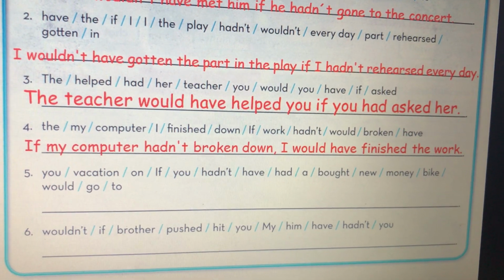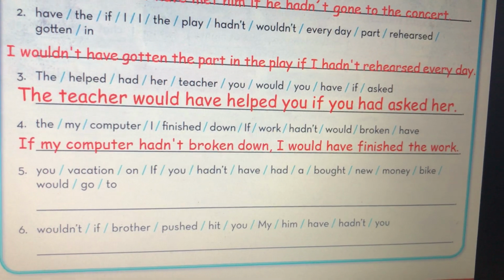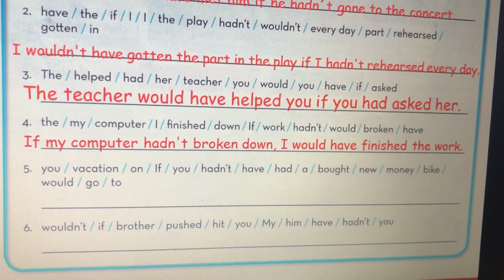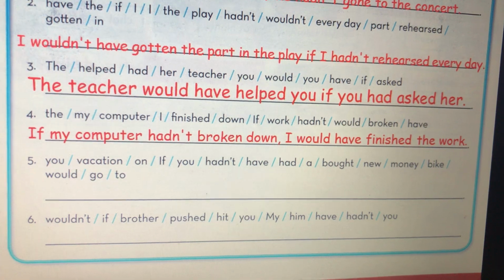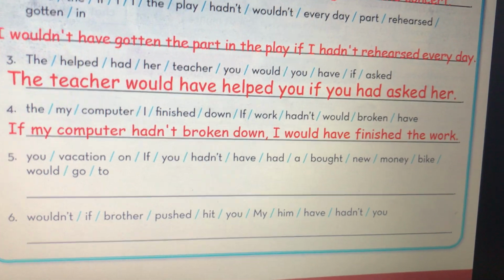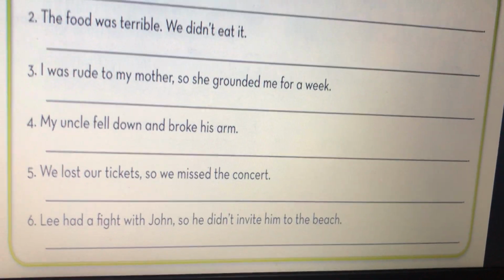As you see, number 1 and 2, we started with the main clause. Also number 3. But number 4, we started with the if clause. So we didn't use commas in 1, 2, 3. We used it in 4. Let's move to the next.